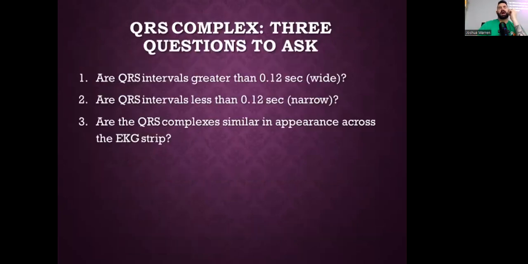Are you bigger and wider than 0.12? Are you smaller and more narrow than 0.12? Are all the QRS complexes similar in appearance? If the QRS complex is wider than 3 blocks wide, then you know that the rhythm is most likely ventricular paced. That means the origination of the electrical impulse starts in the ventricles. If it's less than 3 blocks and kind of skinny, it's coming from above the ventricles.